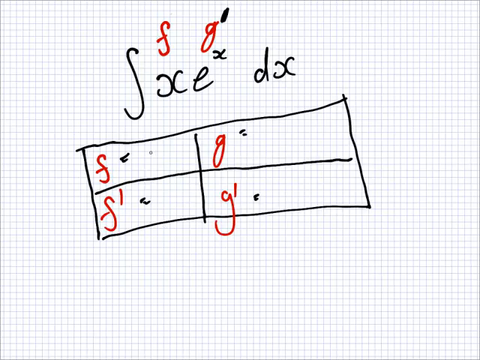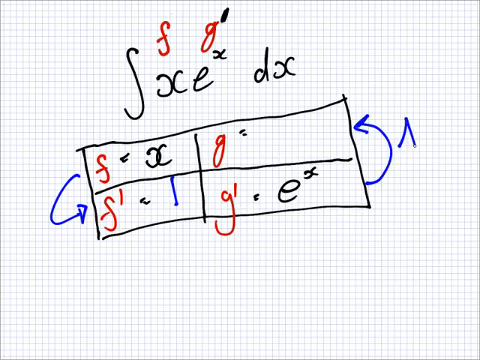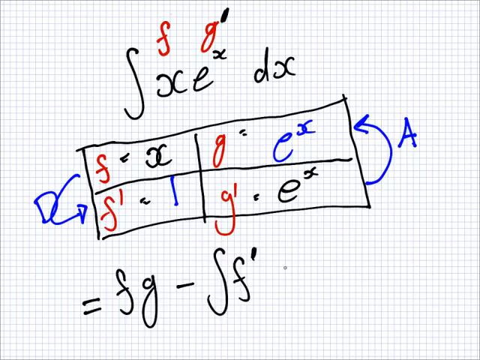So what's the f here? x. And the g derivative? e^x. Now in blue I finish the table. What's f derivative? Here to here, it's 1. And then here to here is the antiderivative, so this here is e^x. And f to f derivative is differentiation. So this rule is fg minus f derivative g. That's the rule.